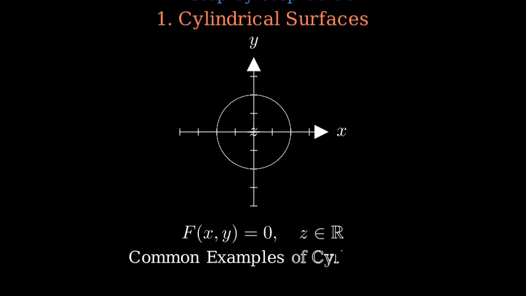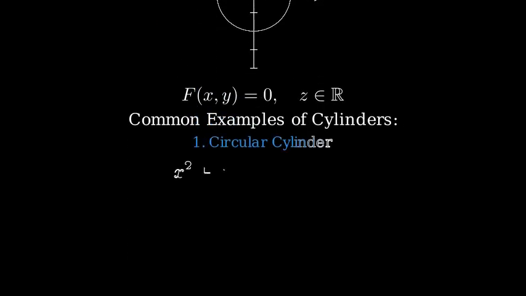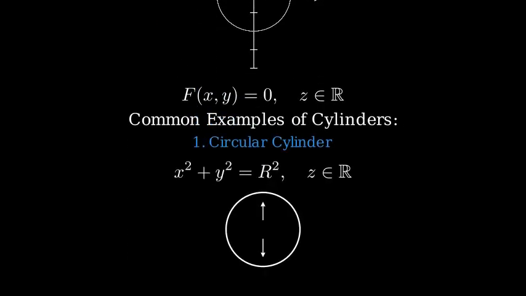Let's look at common examples of cylinders. First, we have the circular cylinder with radius r. Its equation is x squared plus y squared equals r squared, where z can be any real number. As you can see, all cross-sections parallel to the xy plane are circles of radius r.